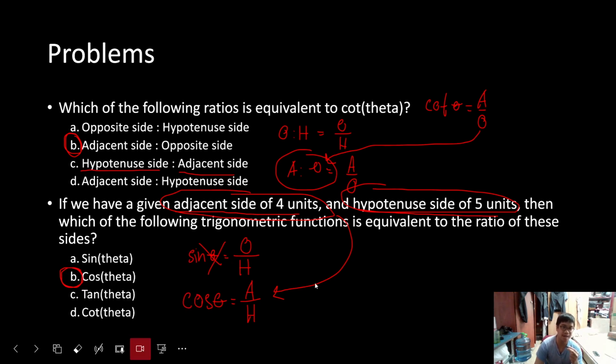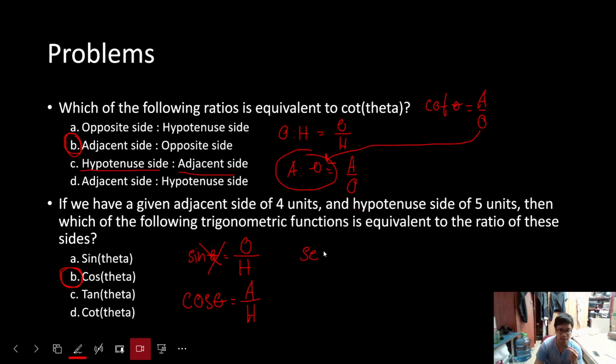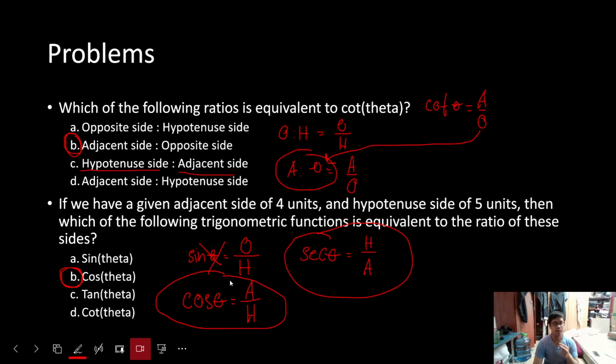But is there any trigonometric ratio that we can equate it to aside from cosine? Well, the answer is yes, and that is the reciprocal of cosine theta, which is secant theta. Secant theta is equal to the hypotenuse all over adjacent. So here we can say that secant theta is also an answer to this problem, but again, for this case, it's cosine theta. All right? So this is the answer.